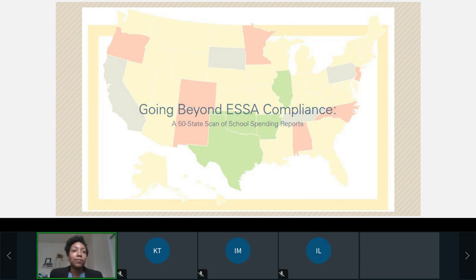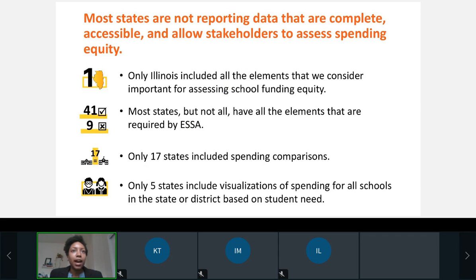Overall, though, our findings reveal that while states are complying with the ESSA requirement, they are really falling short of making their data available in a way that's complete and useful to the everyday person. We see that comparisons are not as common as we would like, and only 5 states are including those very high leverage visualizations that make the connection between school spending and the student needs.